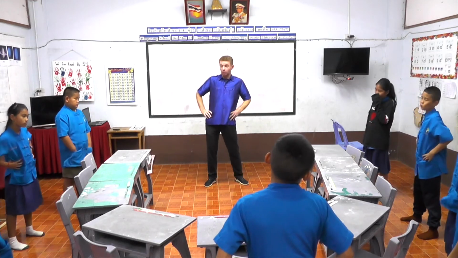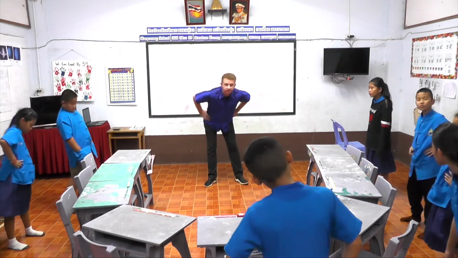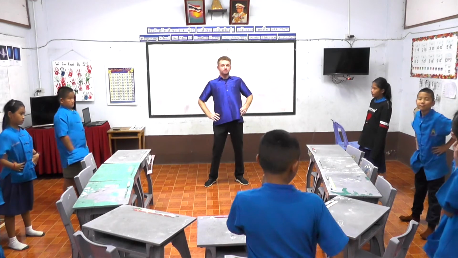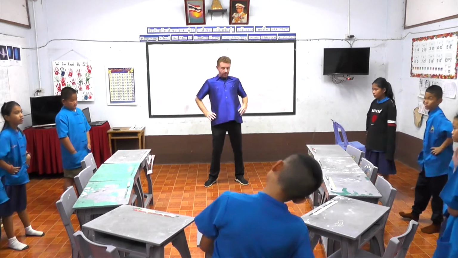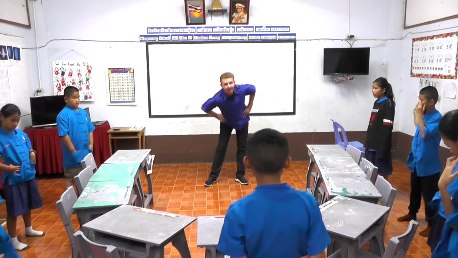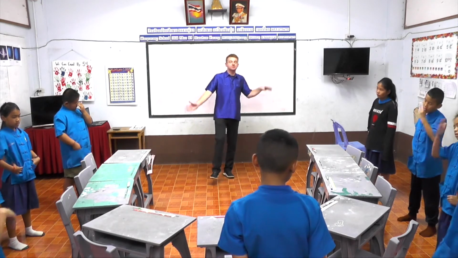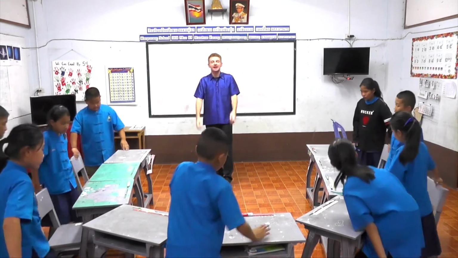And now we'll go round and round. Round and round. And stop. Now we'll go back the other way. Round and round the other way. And stop. And to finish, we'll do 5 claps. 1, 2, 3, 4, 5. Excellent, guys. Have a seat.